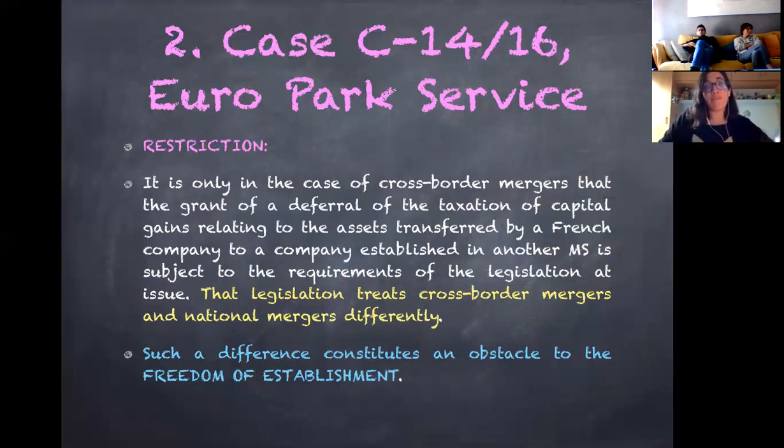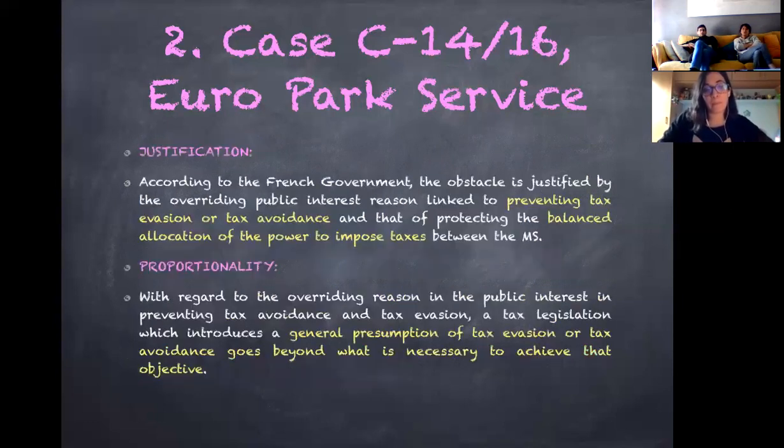As you know, if we follow the way of acting of the ECJ, the first thing that we have to check is if we have a restriction in this case. As we have pointed out before, that legislation, the French legislation, treats cross-border mergers and national mergers differently. So this difference in treatment creates an obstacle to the freedom of establishment. In general, we can say that we have a restriction of this fundamental freedom. Once we know that we have a restriction on this freedom, the following step is trying to identify if we can find a cause of justification for this restriction or this discrimination.